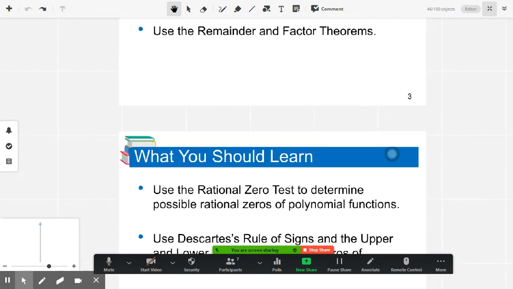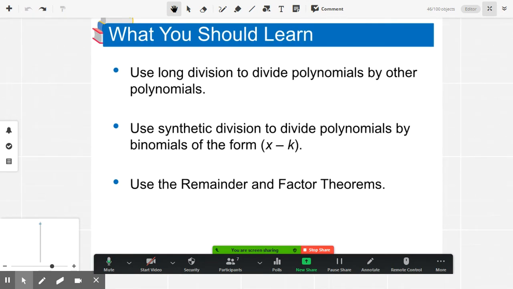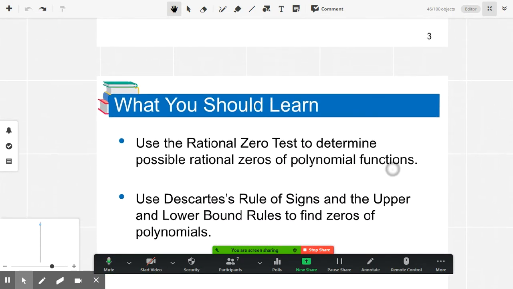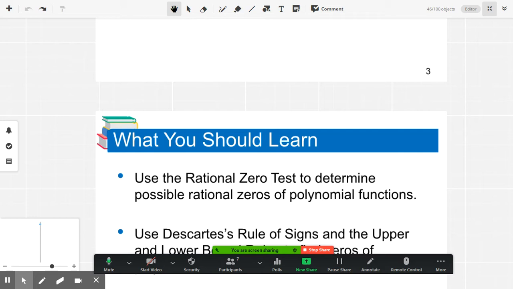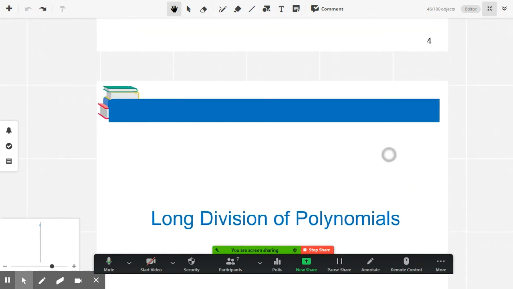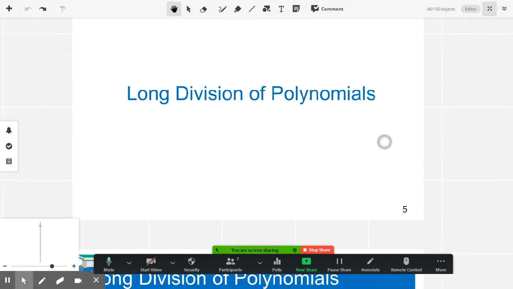All right, so here's the things we're going to look at. We're going to look at long division of polynomials, which you may have seen before. And then we're also going to look at synthetic division, which is a little bit easier way to divide, but it only works in certain cases. And some of these theorems, we're going to look at some of them, and we're not going to look at some of them. We're not going to look at Descartes' rule. We are going to look at the rational zero test to help us determine what are some rational zeros of polynomial functions. So the biggest thing to get started with is getting this long division and synthetic division of polynomials.